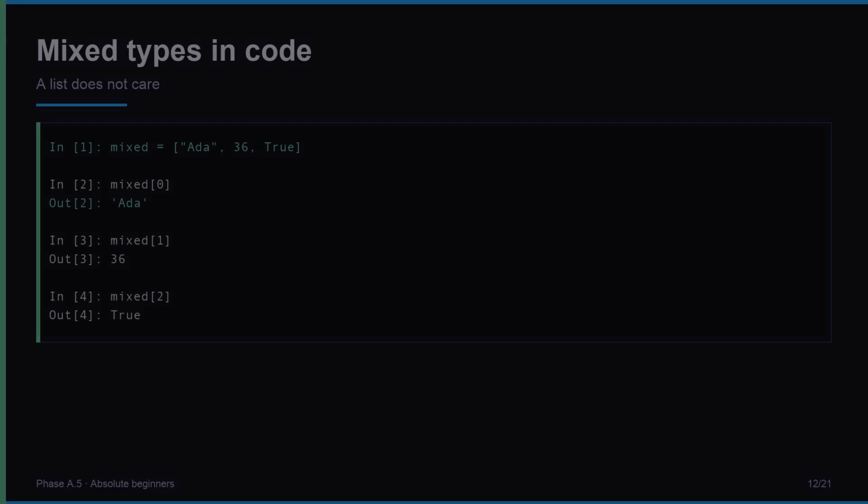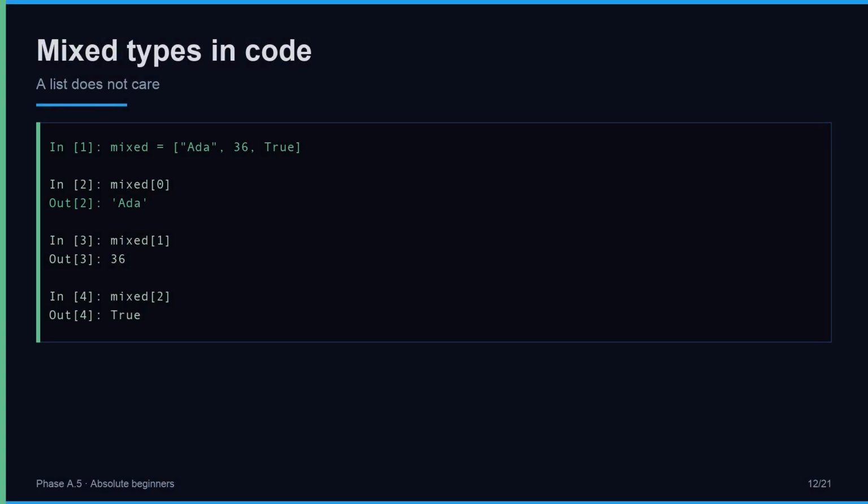Lists are flexible. Here is a list with mixed types. Mixed equals eta, 36, true: a string, a number, and a boolean, all inside the same list. Python accepts it without complaint. Mixed square brackets 0 gives eta, the string. Mixed square brackets 1 gives 36, the number. Mixed square brackets 2 gives true, the boolean. This kind of mixed list is common when you describe a record, a person's name, age, and active status, all together.